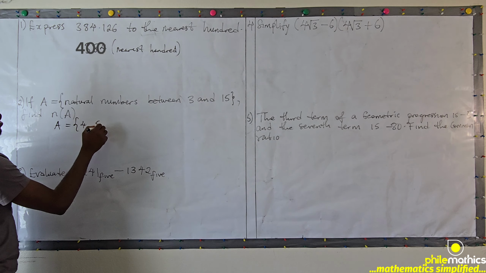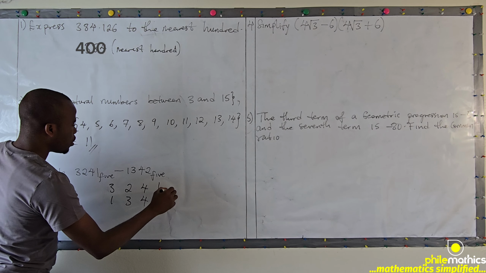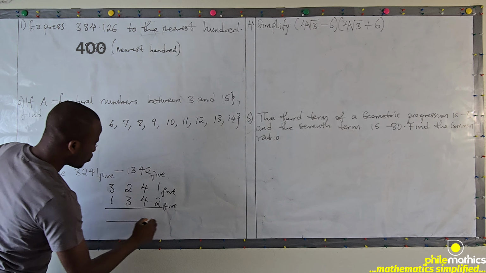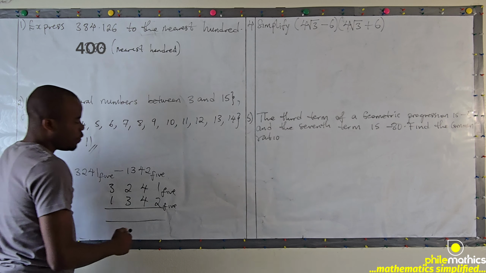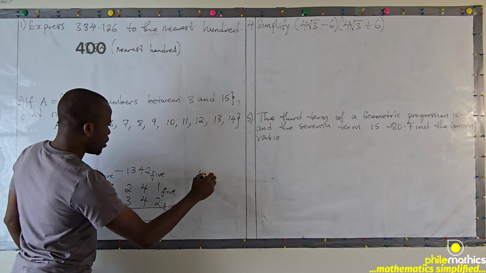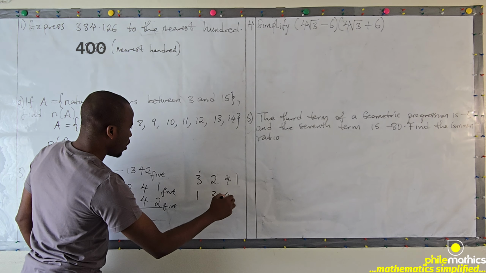Question 3 says, evaluate 3241 base 5 minus 1342 base 5. Let's see how it goes. 3241 base 5 and 1342 base 5. Just to remind you, if this were our normal base 10, 3241, because we use base 10 for our daily calculation, remember how we do it.